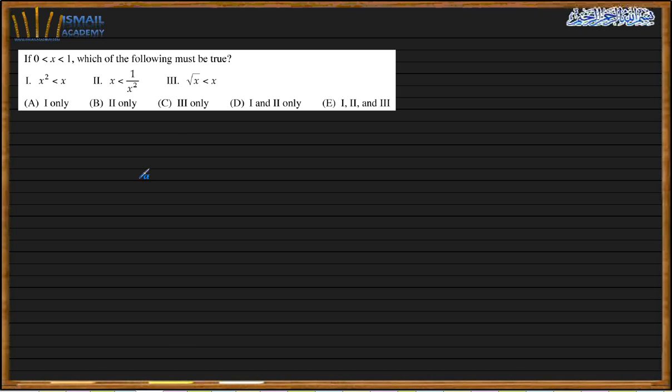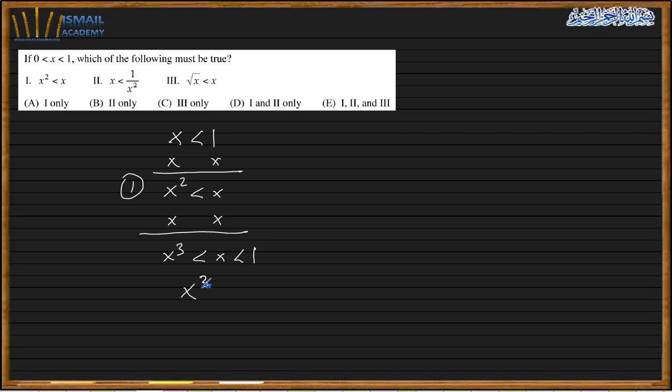Here we have x is less than 1 and greater than 0. If I multiply both sides by x, because x is positive, the sign stays the same. So the first statement is true. If I multiply again by x, I get x cubed is less than x squared, which is less than x, which means that x cubed is less than x. If I divide both sides by x squared, which is positive, we end up having x is less than 1, which means that the second statement is true.